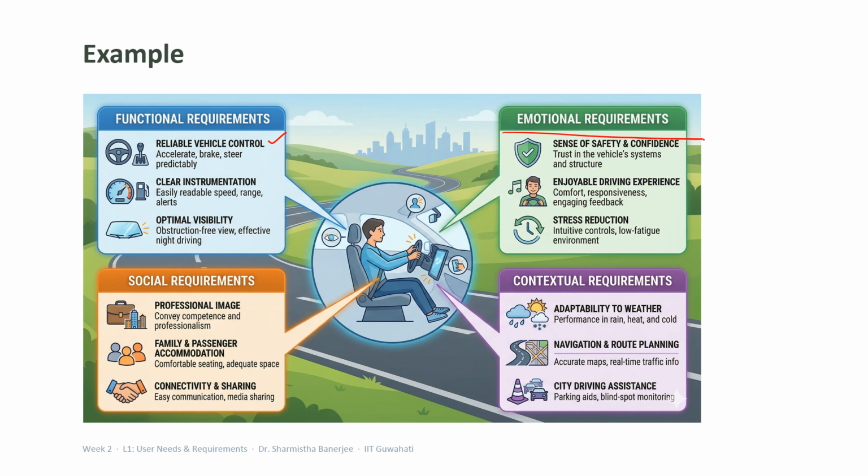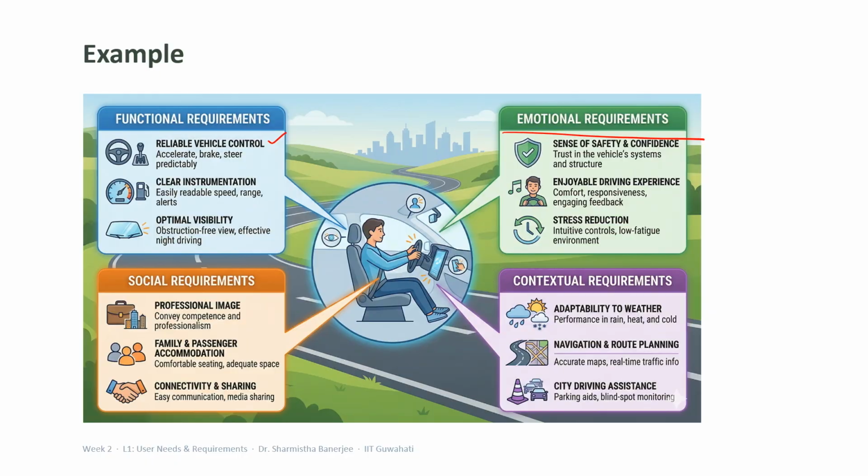Now let's look at the emotional requirements. So when I'm sitting inside this car and I'm driving, I should have this feeling that there is this sense of safety and confidence. So I should have trust in the vehicle system and the vehicle's overall structure, which makes me feel that yes, I can drive this car. So you might have heard from many people that, oh, I don't like that particular car because it does not make me feel safe. So this is the emotional requirement that they have, which might be defined in many different ways. So how high your platform of the car is from the road, or how do you feel when you are engaging with the brakes, the clutches, the accelerators and the other systems.